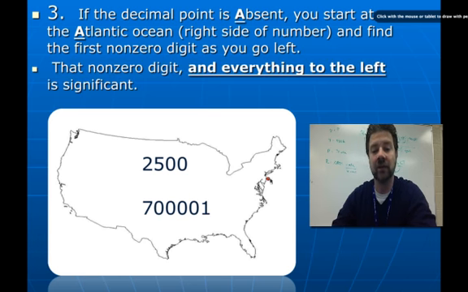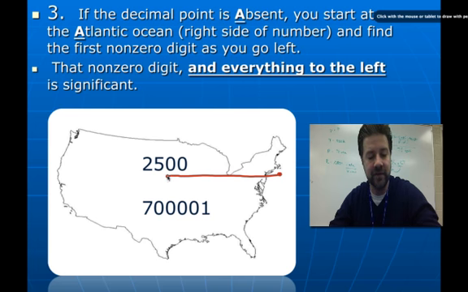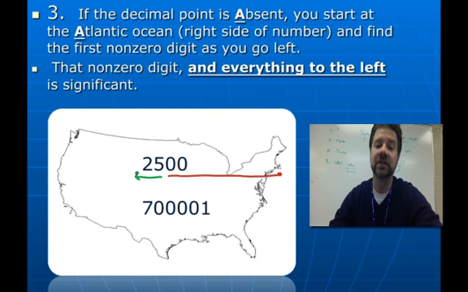So in a number like 2,500, I'm going to start at the Atlantic Ocean here. I'm going to move from right to left till I hit my first non-zero digit. That number is a 5. And this 5 and every digit to the left of it is significant. Now it's only 2 digits, but it's just showing as a model that if there were more digits here, those would be considered significant as well. So 2,500 then has 2 sig figs in that number.